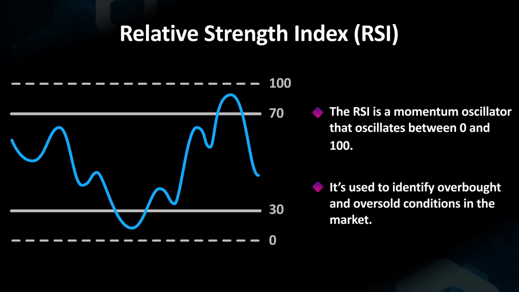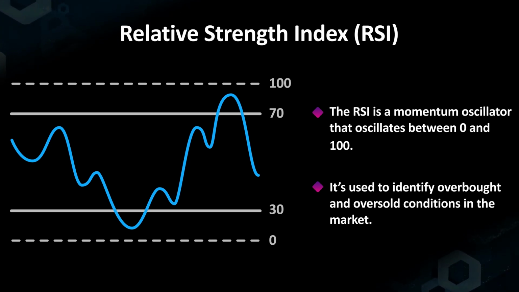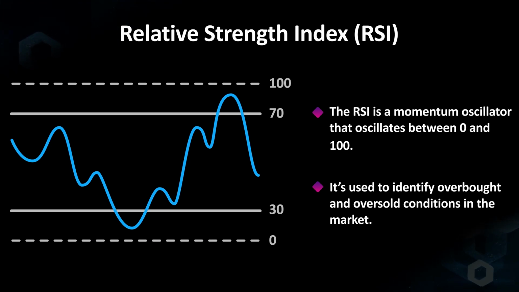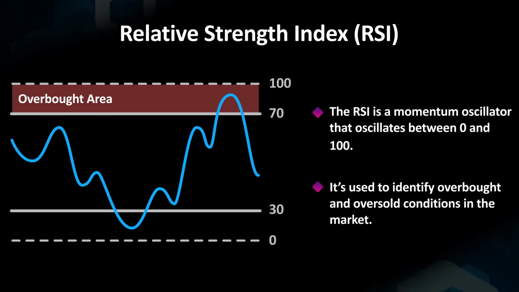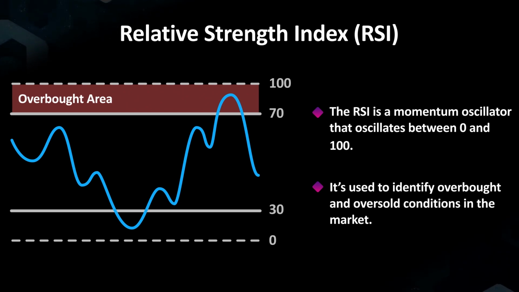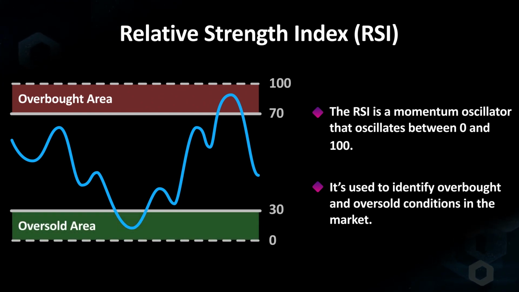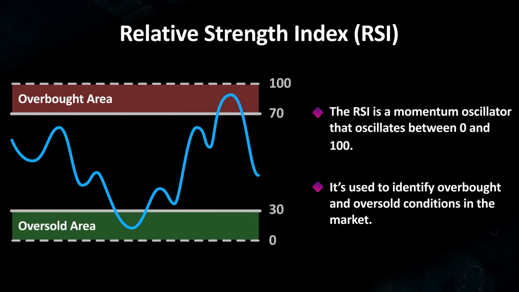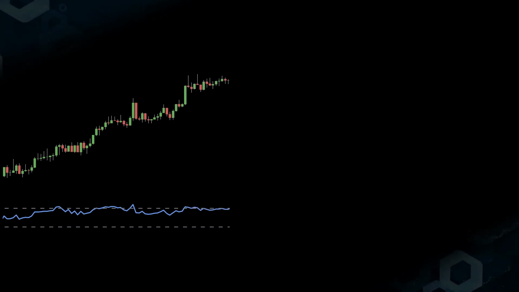The RSI is most commonly used to identify overbought and oversold conditions in the market. When the RSI value exceeds 70, it suggests the asset may be overbought, indicating a potential reversal or corrective pullback. Conversely, when the RSI value drops below 30, it suggests the asset may be oversold, signaling a potential bounce or upward reversal.